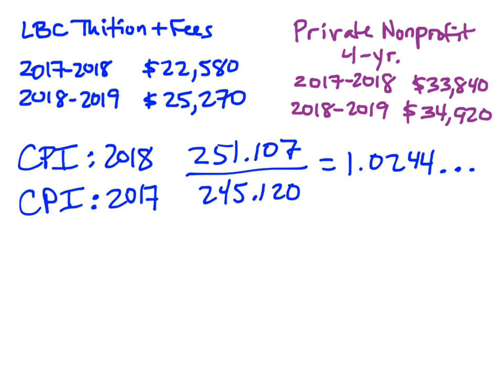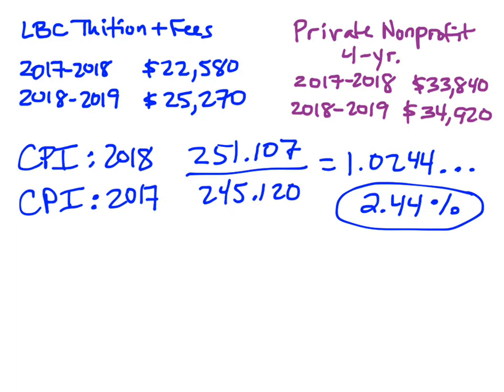the index number for 2018 is 1.02 times the index number for 2017, right? Or it's 102% of the 2017 number, right? Or we can say that it's 2.44% more than the previous year. Okay, so that 2.44%, that's the inflation rate.